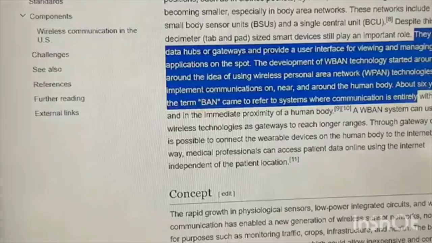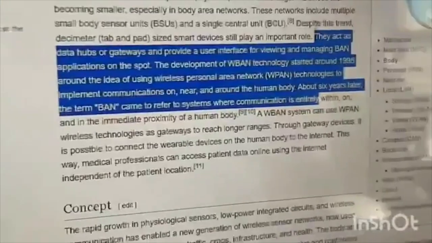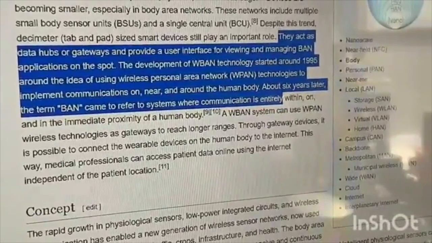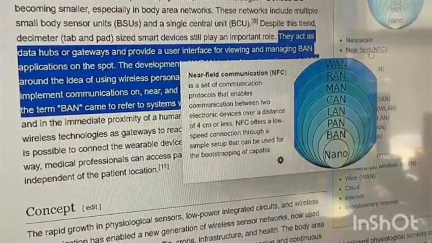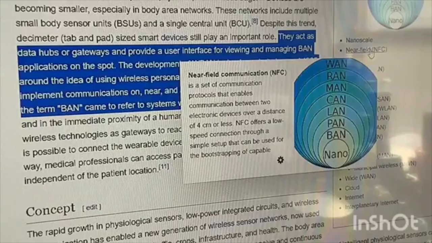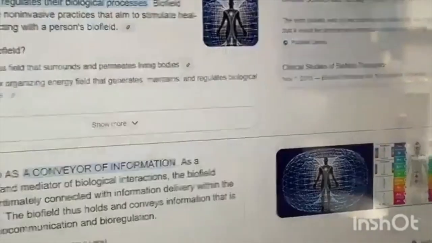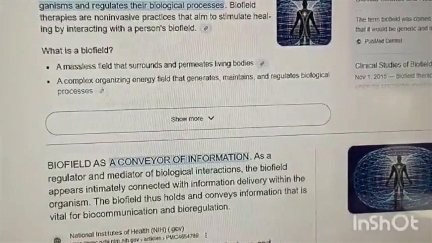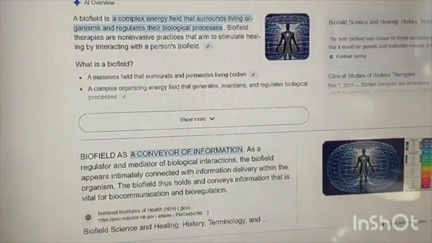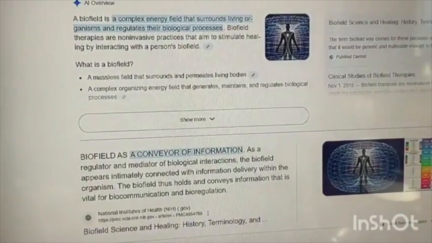So, body area network, Wikipedia, where it also tells you 1996 and 1995. Near field communication is a set of communication protocols of 4 centimeters or less. Whenever you hear them say it's the unified field theory, what field are you near? The human biofield. Search changes, I swear, all the time.